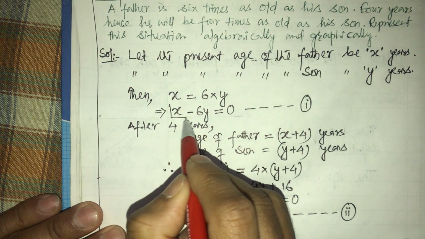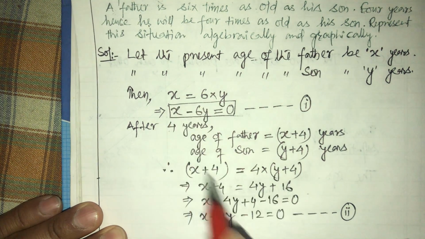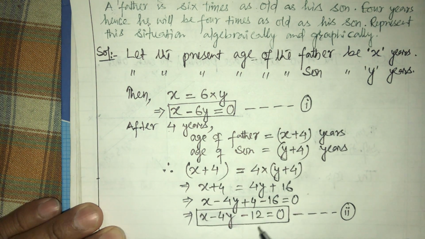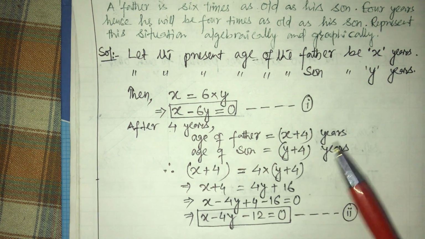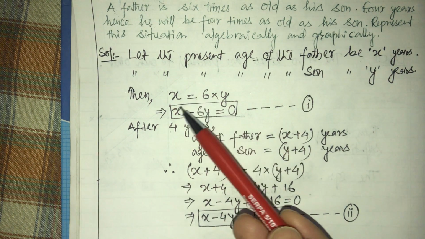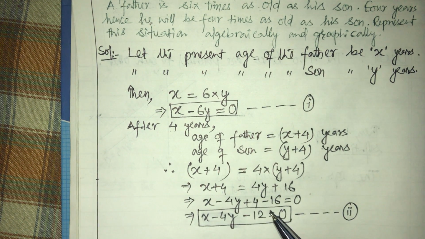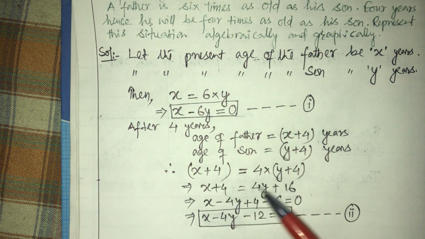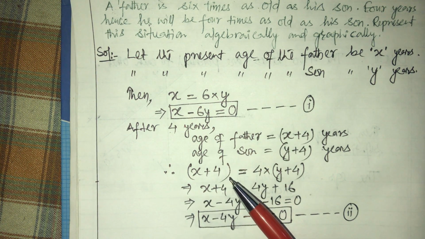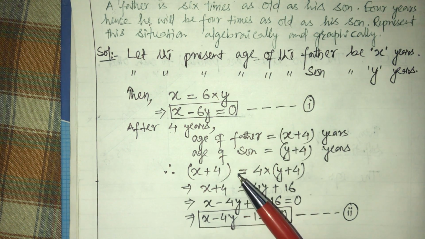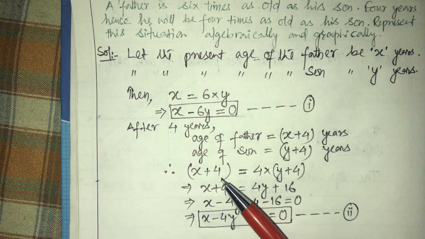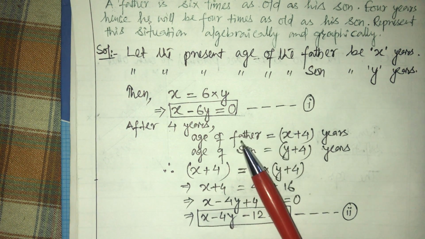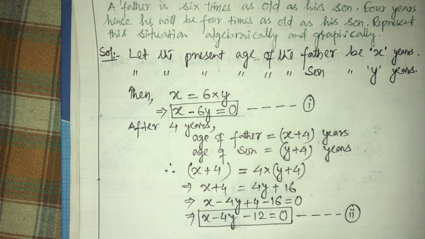The first equation was this, from the first statement. The second equation we got here, from the second statement. So finally we got a pair of linear equations, this is first and this is second. Whatever calculation we did is required. These word-based or statement-based questions are not difficult if you understand the statement and know how to convert it into algebraic or equation form. Things will be easy afterward.